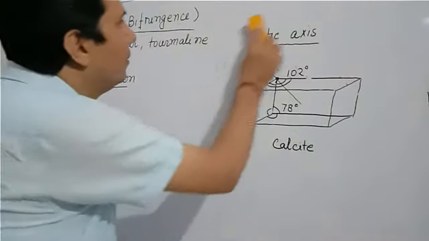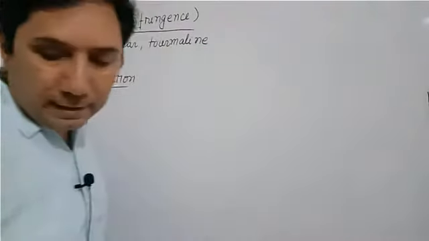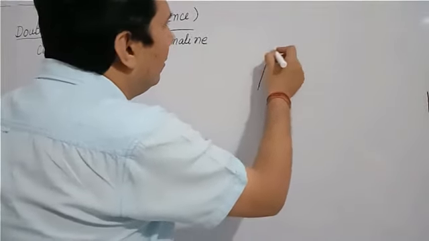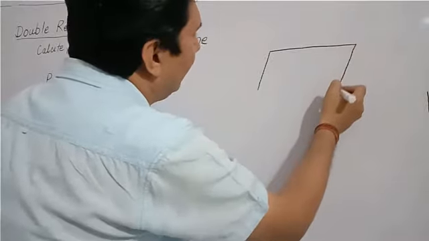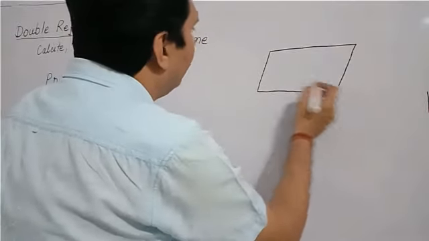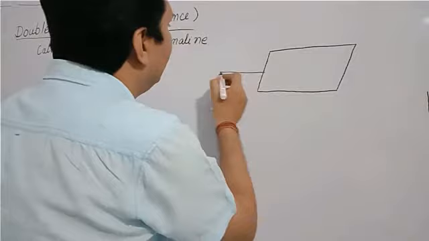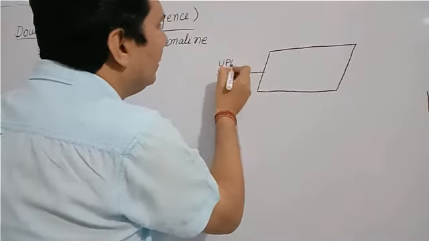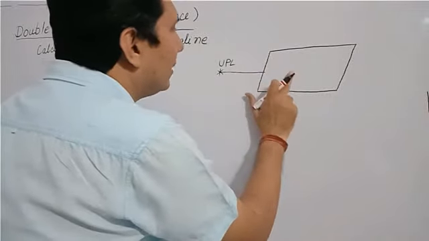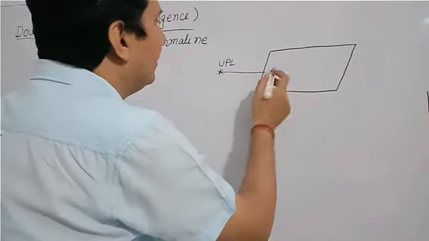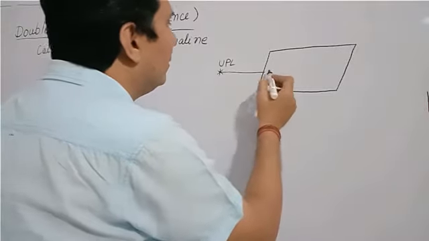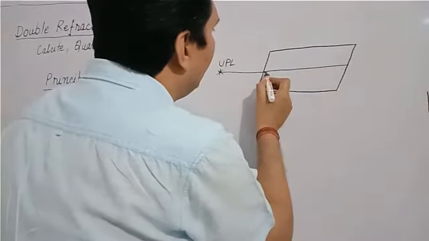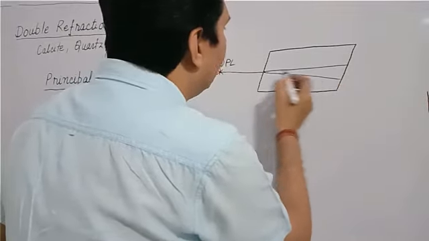If we draw the principal section of the calcite crystal, and unpolarized light is incident on it, then for this calcite crystal, which is a doubly refracting crystal, for this one ray we will have two refracted rays. One will move like this, another will move in another direction.